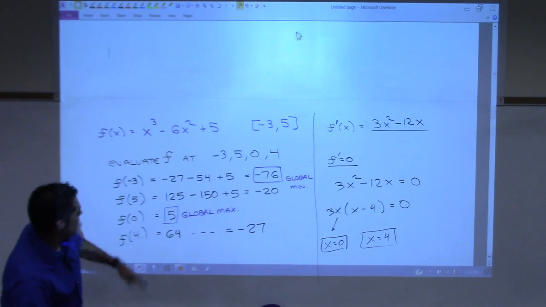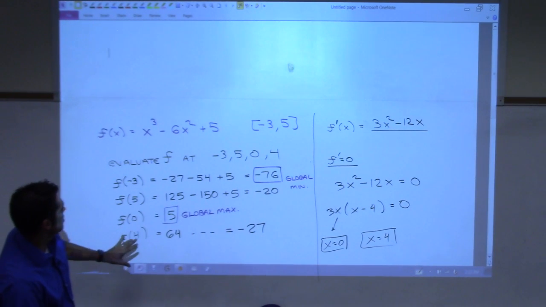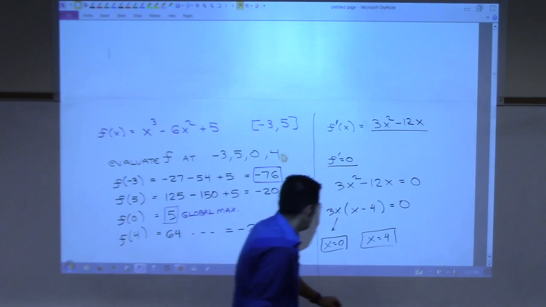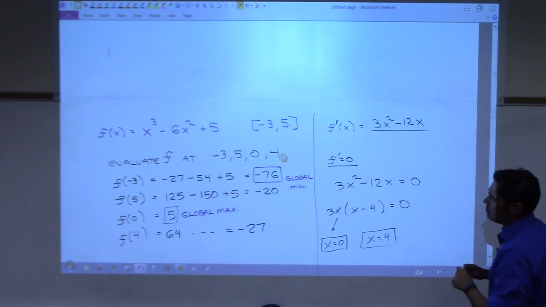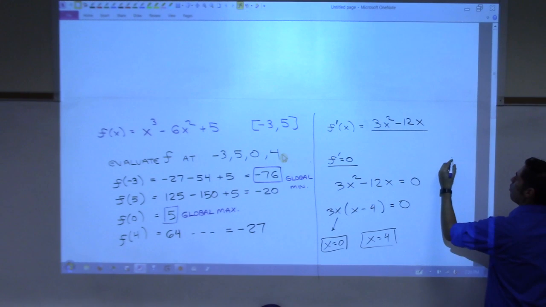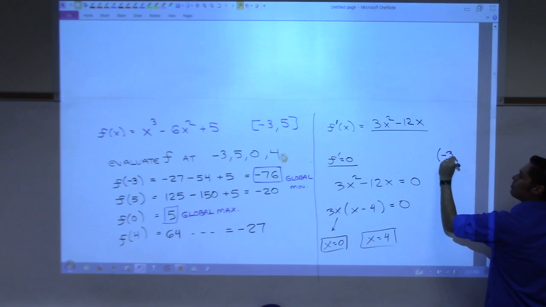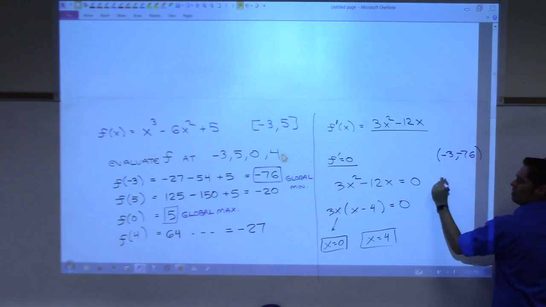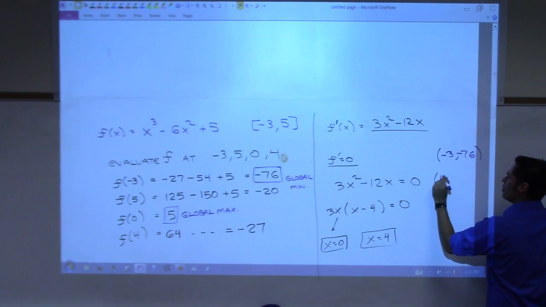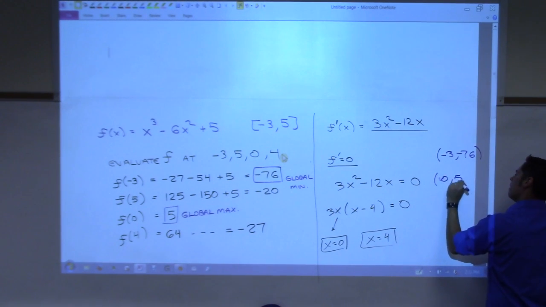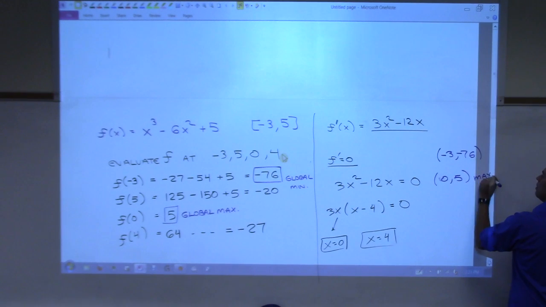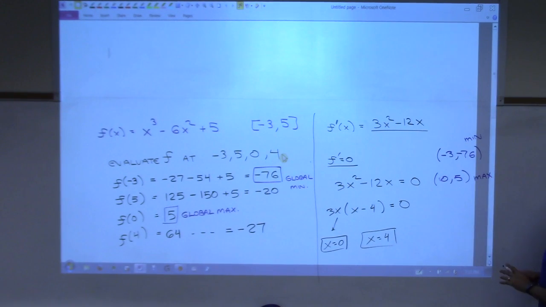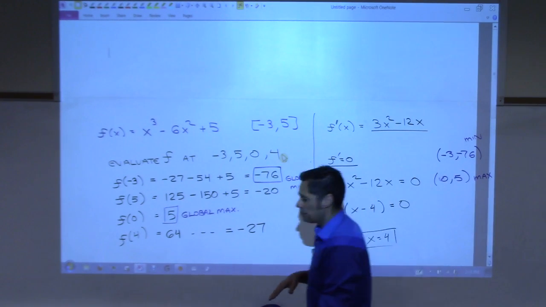Now what I'd like to do, you'll have this information, yes? When I write down my global minimums and global maximums, I like to write them as points. -3, negative 76, and 0, 5. This was the max, this was the min, right? I like to write them as points because when I write them as points, I can not only tell you what the actual values were, but I can tell you where they happened.